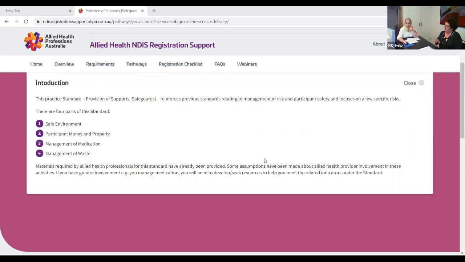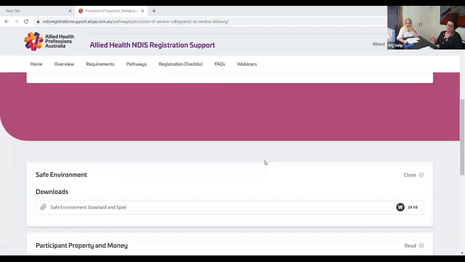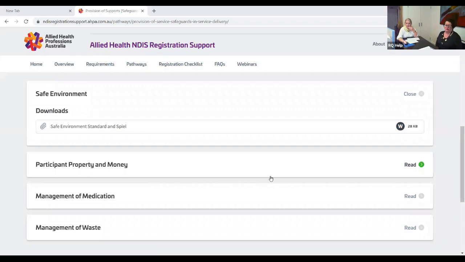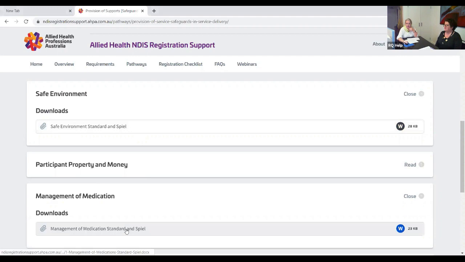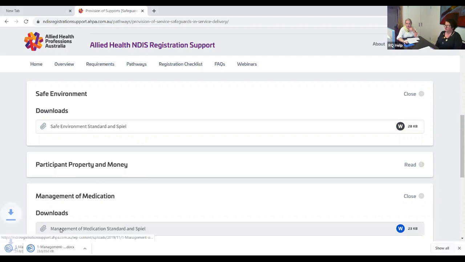Because it's already been covered off in the materials that we've worked on earlier, not just in risk management, but in other areas too. So down in your downloads for each one, you've just got your standard and your spiel for each of them. I just said we've left it blank. That's all it's going to say. As you can see, not involved in administration or management of any medication for that. Make sure you change it if that's not exactly correct for you.